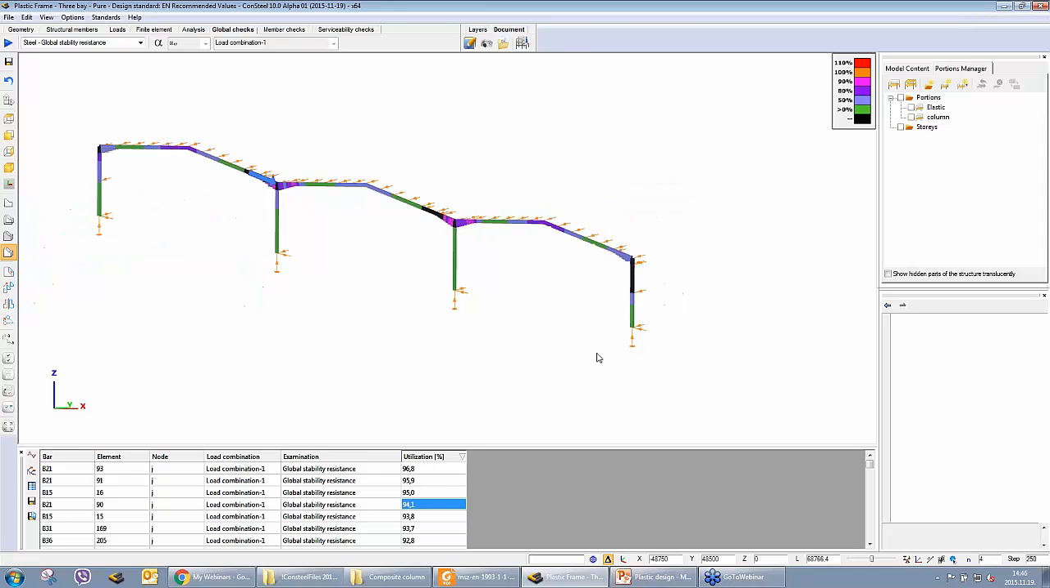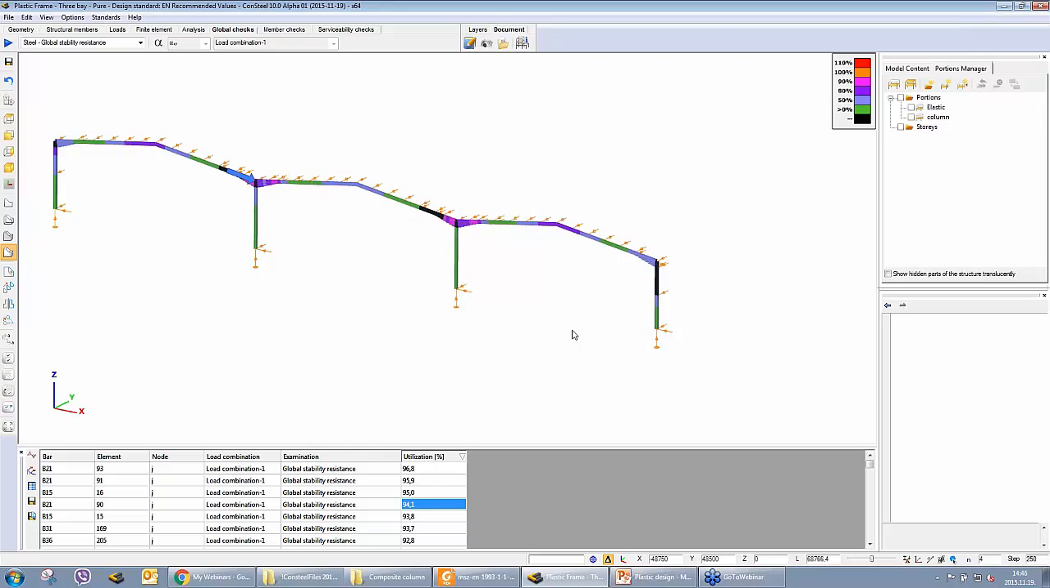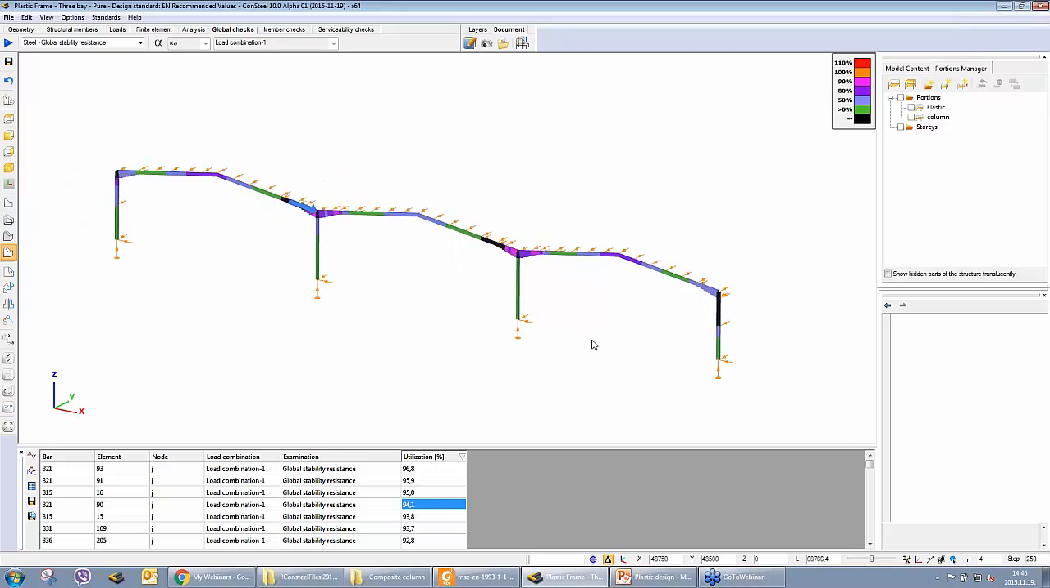So that was what I wanted to show you in this brief presentation about the stable length approach, together with some of the plastic hinge analysis possibilities in ConSteel.